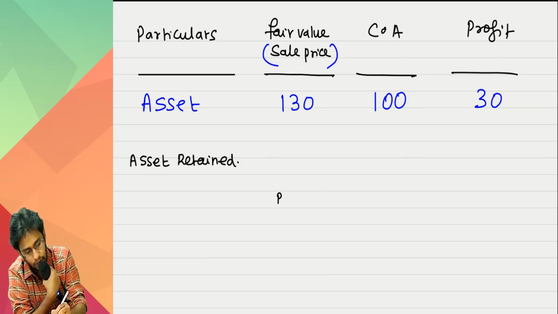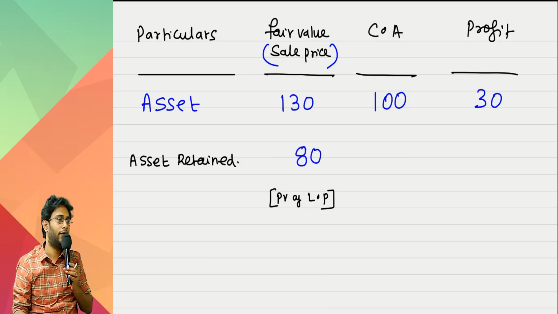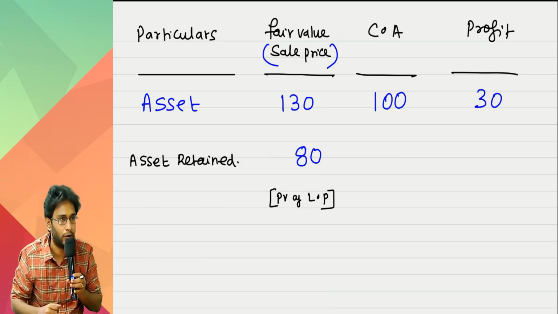So the PV of lease payments you work out. Let us say that is coming to 80. This is the fair value of the asset which is coming back to you, because your asset normally would have been recognized at 80 only, no?